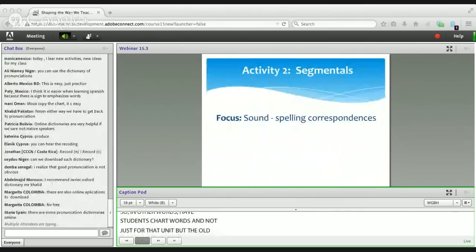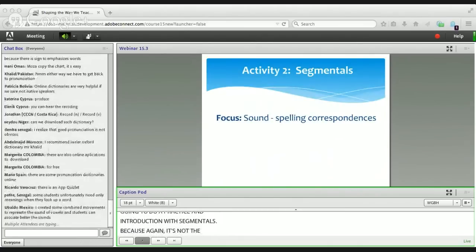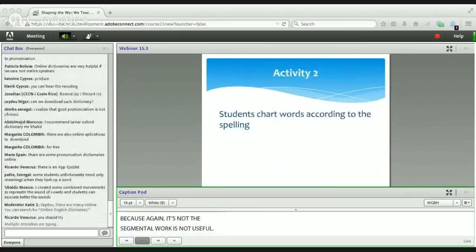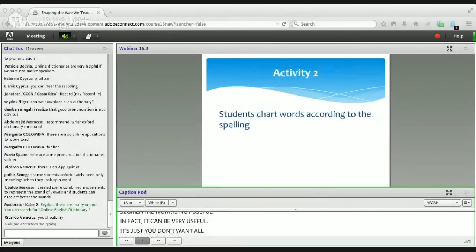All right, so let's move on, and now we are gonna do a practice and introduction with some segmentals, because again, it's not that segmental work is not useful. In fact, it can be very useful. It's just you don't want all of your pronunciation focused on segmentals. But we're going to talk about sound and spelling correspondences.